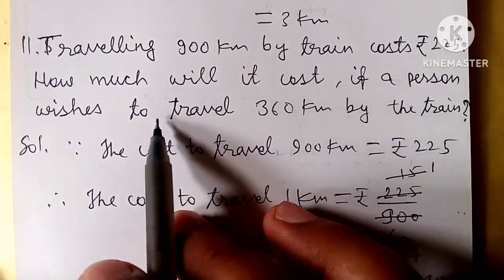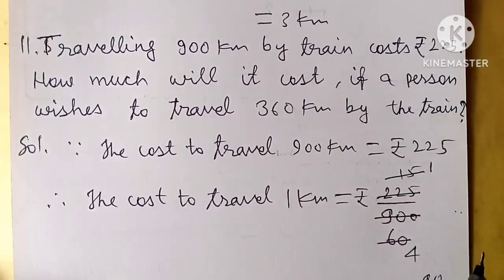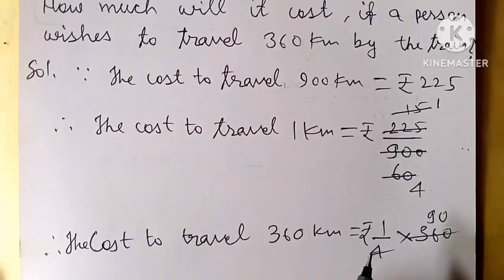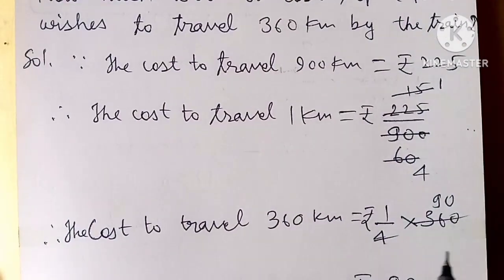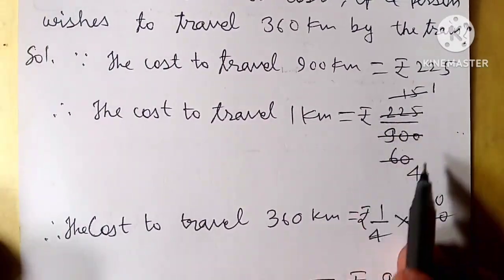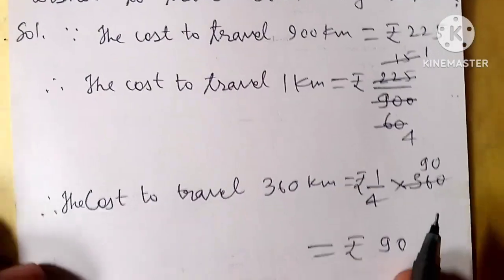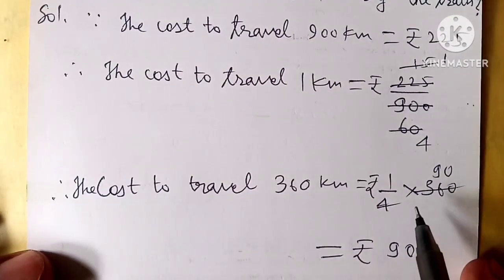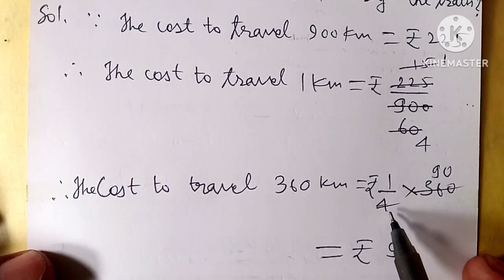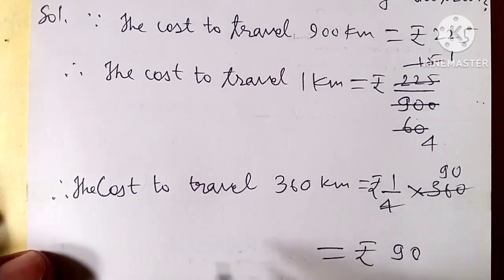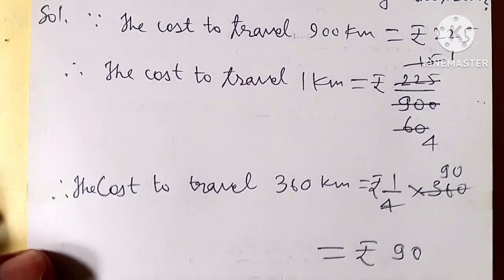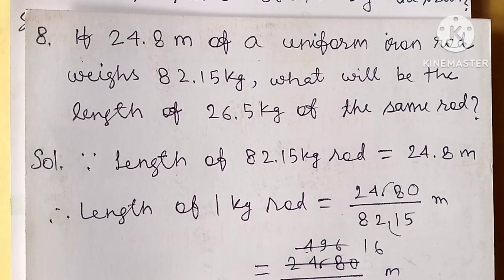We have to find the cost to travel 360 kilometer. So therefore the cost to travel 360 kilometer is, we have to multiply this cost by 360 kilometer. Now after cancellation, this 360 by 4, we have 90. So the cost to travel 360 kilometer is rupees 90.